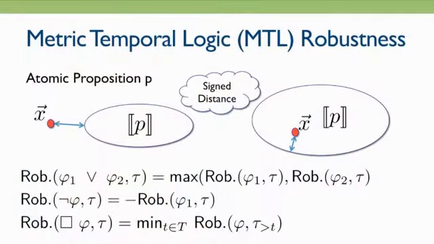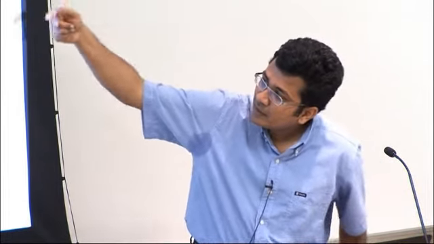But how is this real valued semantics defined? The cool thing is you just take the way you defined your Boolean semantics and you change a few parts of your definition and out comes the real valued semantics. So how does that work? Instead of saying whether a point satisfies an atomic proposition P, you look at the signed distance between the point, the state, and the proposition.